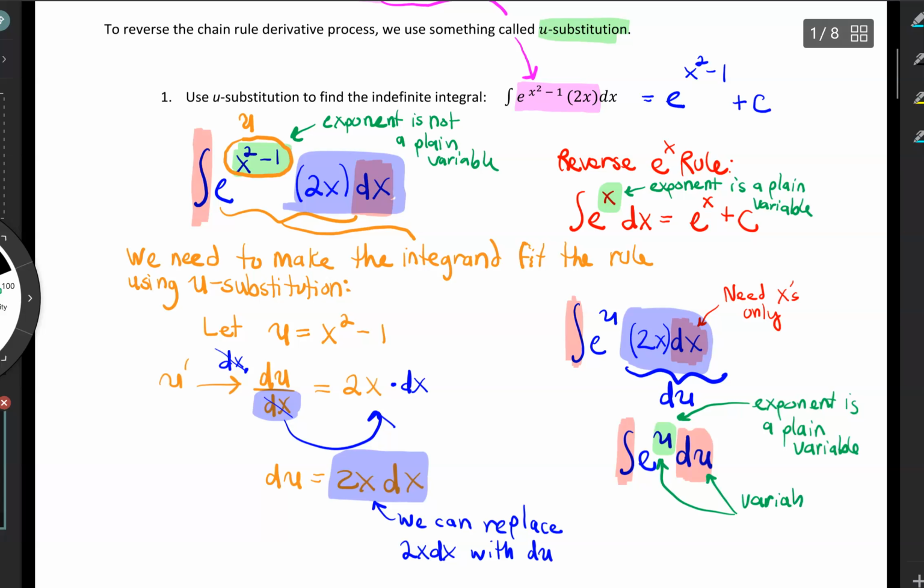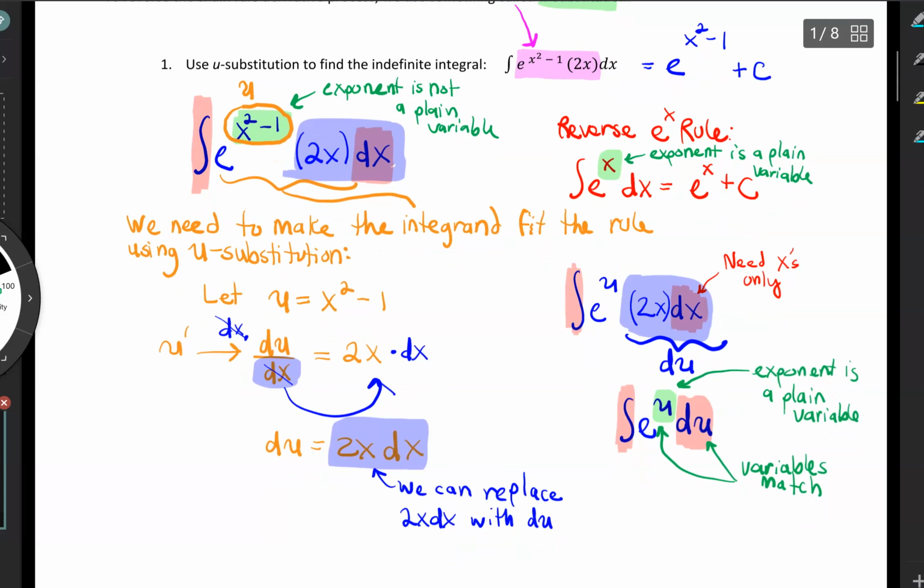My variables match. What else am I looking for? Oh, it fits the basic rule. So this is going to fit the basic e to the x, reverse e to the x rule. Okay, so we can just follow the rule now.